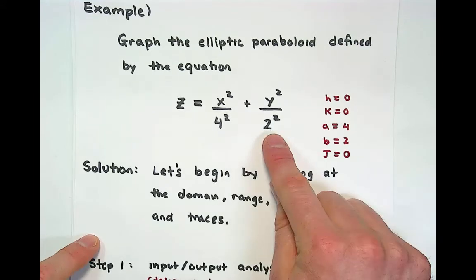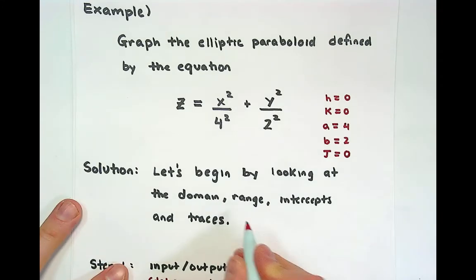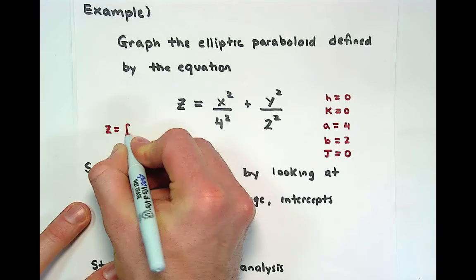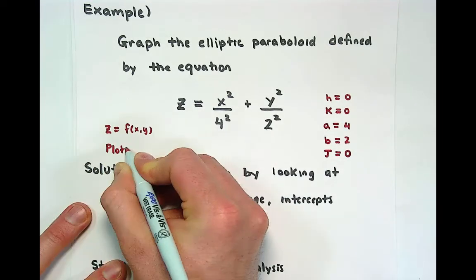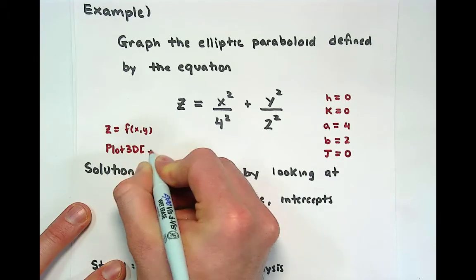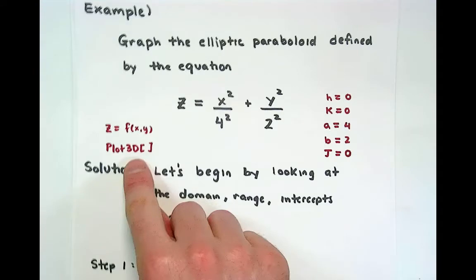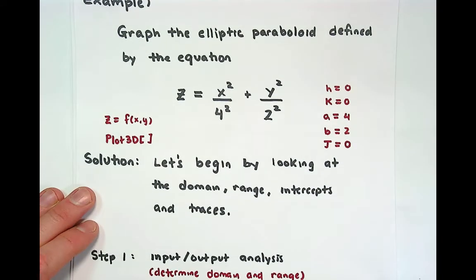Before we start graphing this in Mathematica, we're going to look at the domain, range, and intercepts. We already know that since this is z equals f of x comma y, we're going to use a Plot3D command, not a contour plot. Contour plots are for implicit equations. Plot3D we'll use for an explicit equation such as the one we have here.